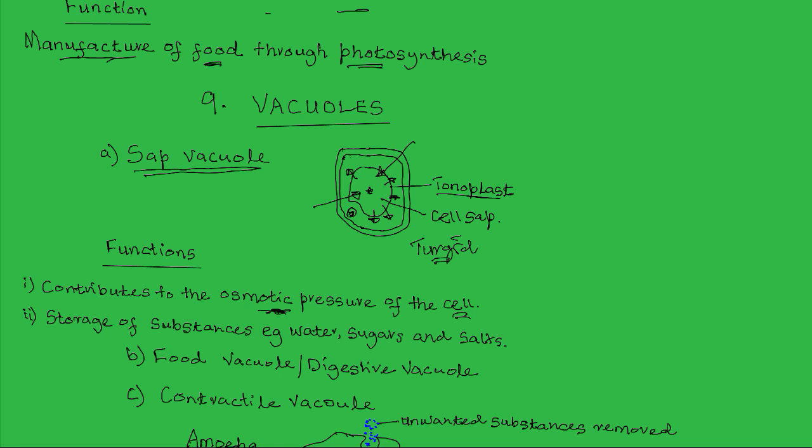The second function of the subvacuole is storage of substances such as water, the sugars and salts. Remember, this water has so many other roles in the plant, and one of the areas where the water is stored until it is required for some uses is the subvacuole. Sugars are also stored there, and the salts, and they'll be absorbed back into the cytoplasm when the need arises.